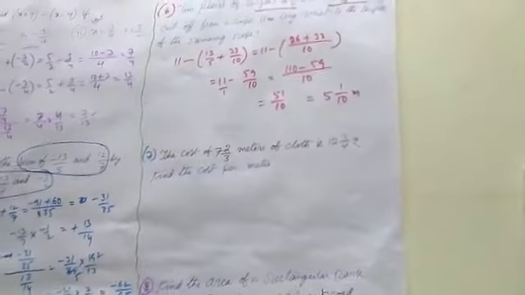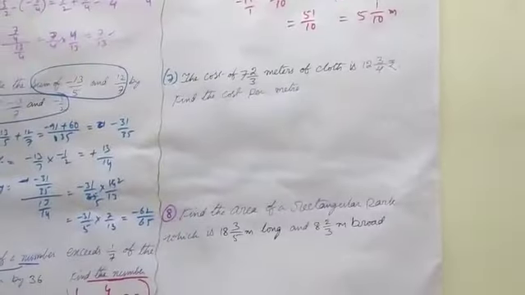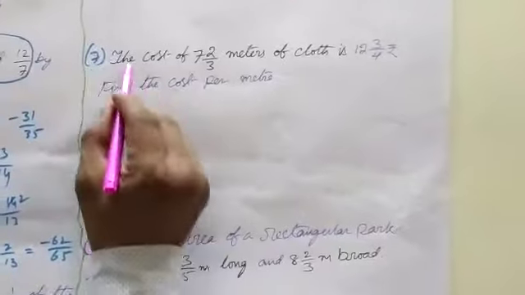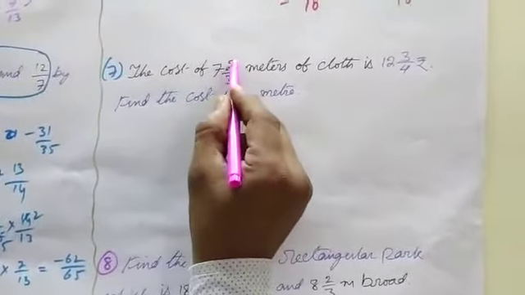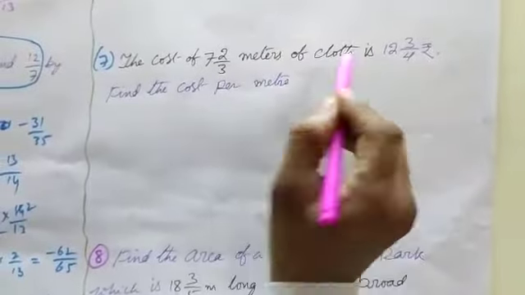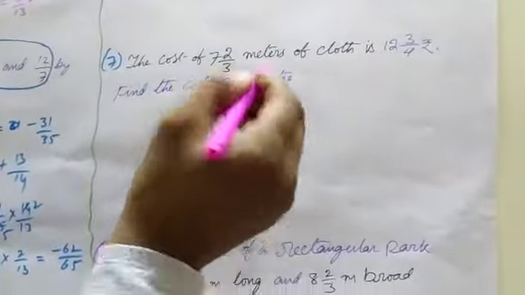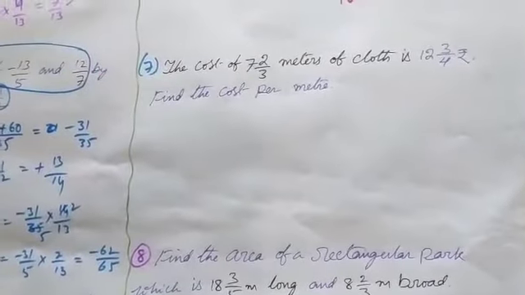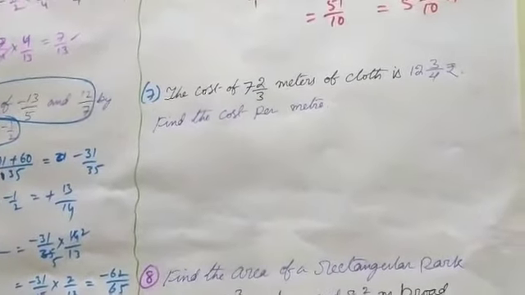Go to the 7th Roman. The cost of 7 2 by 3 meters of cloth is 12 3 by 4 rupees. Find the cost per meter. Per meter, 1 meter is equal to 1 meter. How much is the cost of 1 meter?